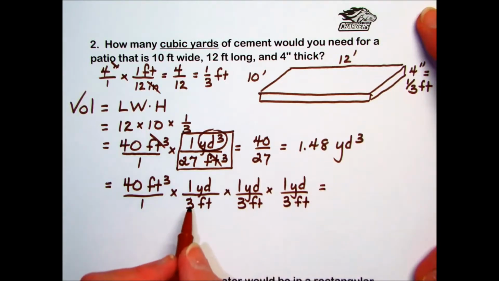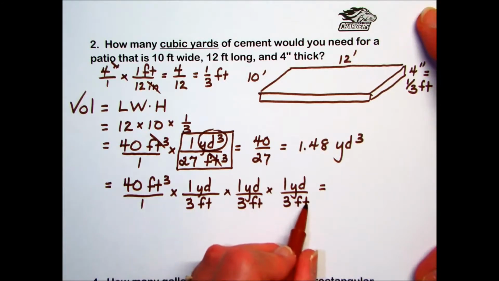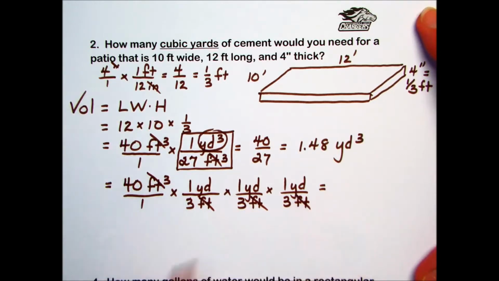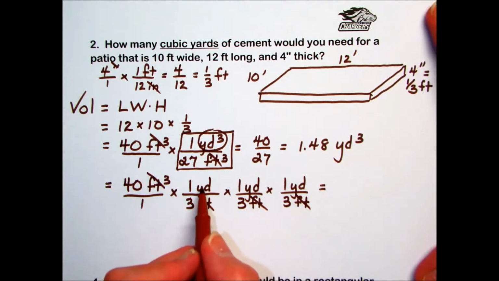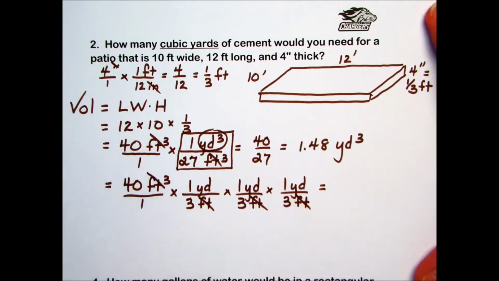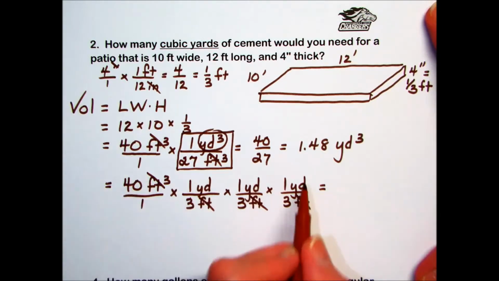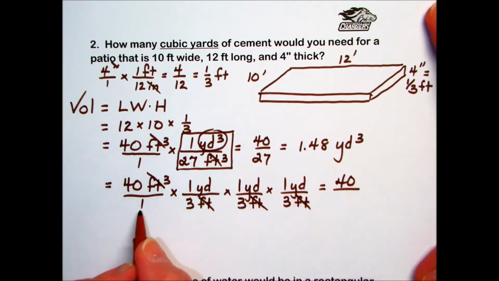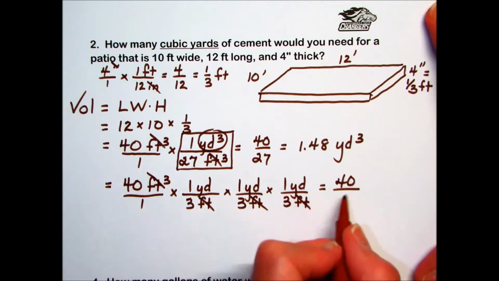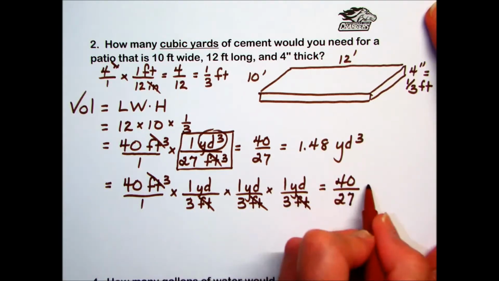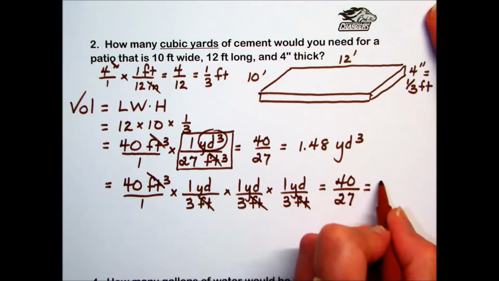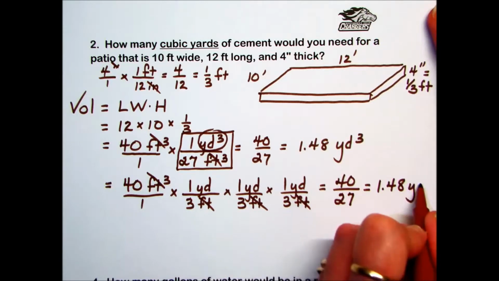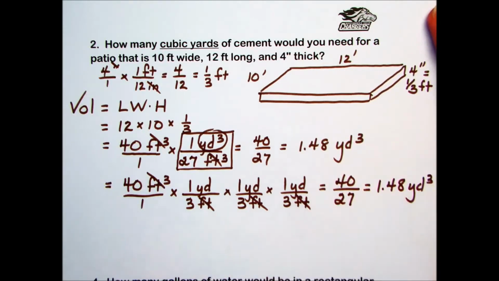So the result is I have feet times feet times feet in the denominator. That would give us cubic feet that are going to cancel out the cubic feet in the numerator, resulting in yards times yards times yards. There's our cubic yards. In the numerator we would end up with 40 after multiplying all the numerator values together. In the denominator, 1 times 3 times 3 times 3 gives us the 27. The division then gives us the same answer as what we had with the single conversion factor, 1.48 cubic yards.